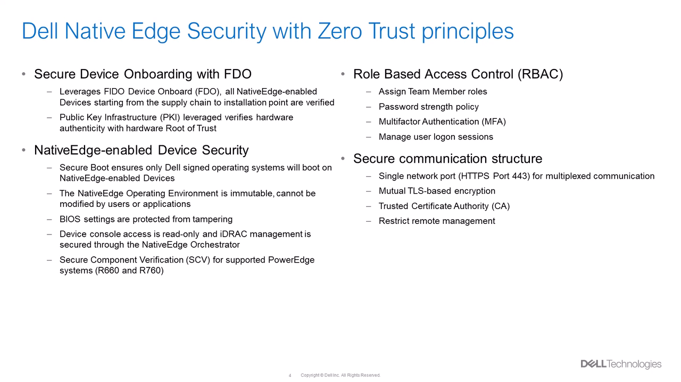NativeEdge Orchestrator itself follows role-based access control standards by assigning team member roles, granular password policies, optional multi-factor authentication, and managing user login sessions. Over the network, NativeEdge Orchestrator securely communicates with both the user and NativeEdge-enabled devices on a multiplex connection through HTTPS port 443. This connection is encrypted using mutual TLS. The user interface and SMTP configuration support trusted certificate authorities for environments where encryption is required. And client access to the user interface can also be restricted down to the specific client IP address and subnets.